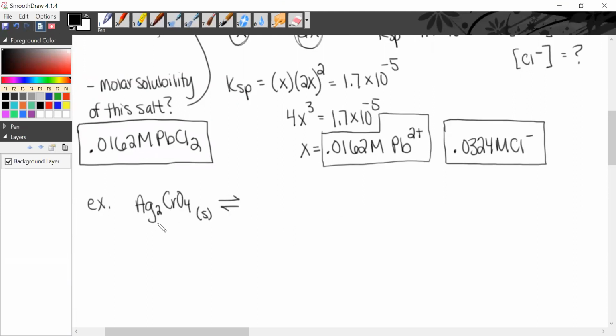Pay attention to your subscripts here. They become coefficients and your charges. And also write for me the Ksp expression, please. Okay, so dissociate your salt into its ions, and then tell me what that equilibrium expression should look like.